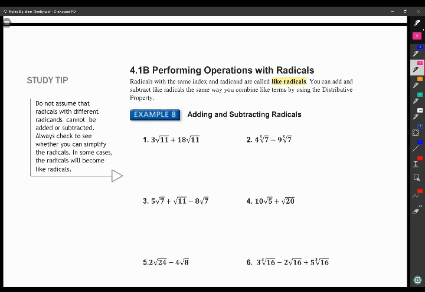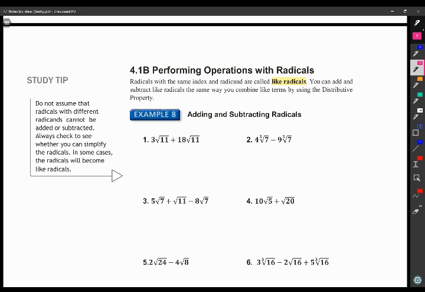So the second part of 4.1 is performing operations with radicals. In order to do that, the radicals have to have the same index, or the number that sits on the shelf. If they have the same number that sits on the shelf, or the same index, then you can add or subtract the numbers in front like you normally would with combining like terms.